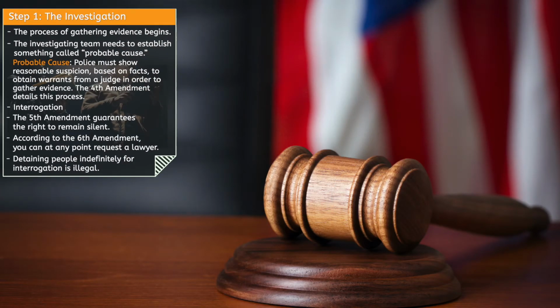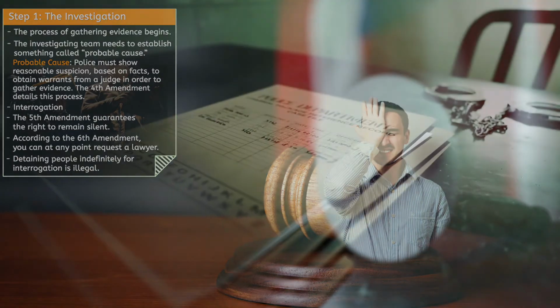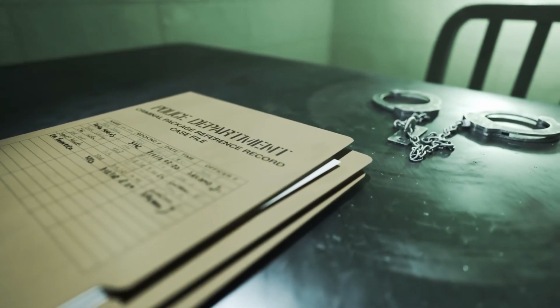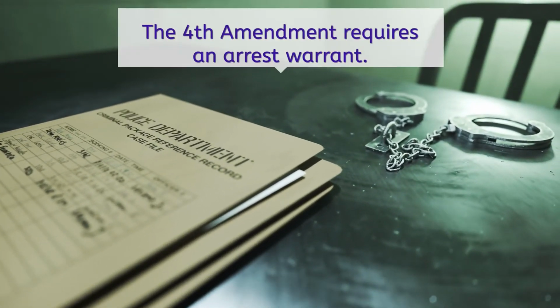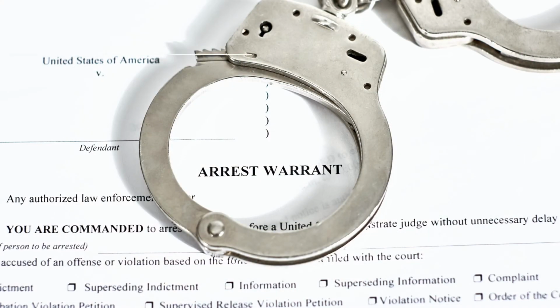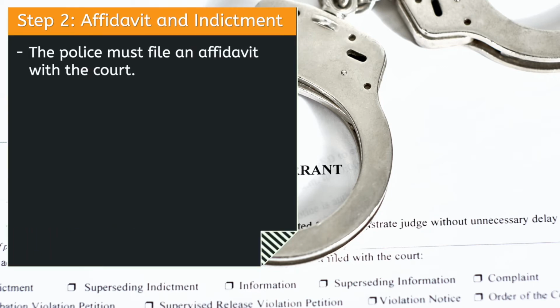Uh-oh. Things don't go right. You were caught in a lie. They have great evidence against you. The police decide they want to arrest and charge you, but wait. The Fourth Amendment requires an arrest warrant. So first, the police must file an affidavit with the court. Then, the district attorney reviews the affidavit to determine if the case is strong enough to present to a grand jury or judge in order to obtain an arrest warrant.